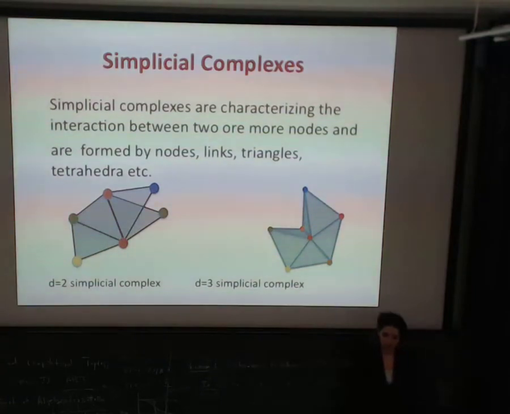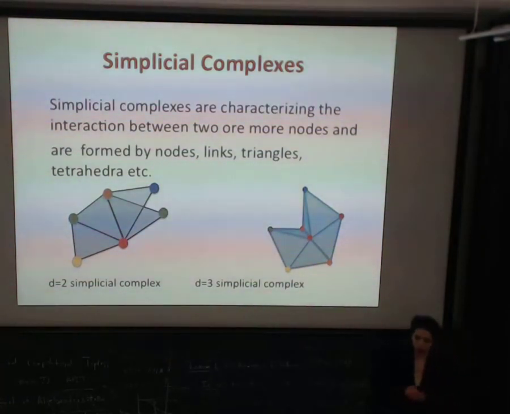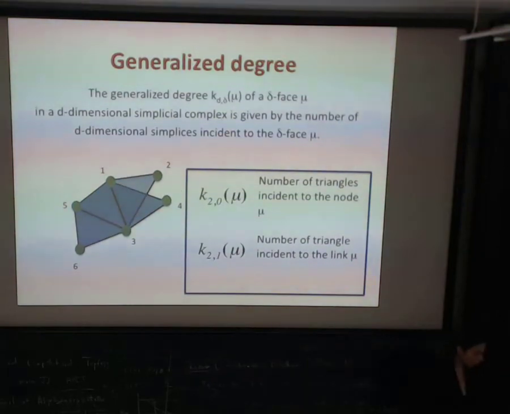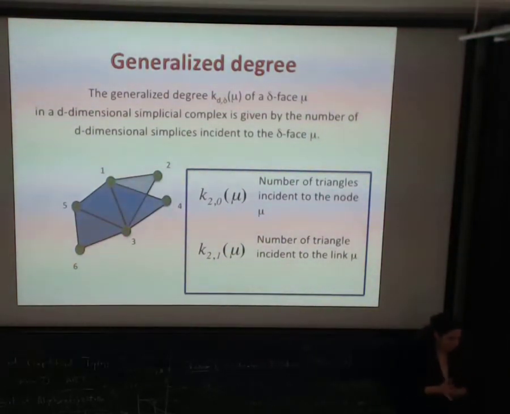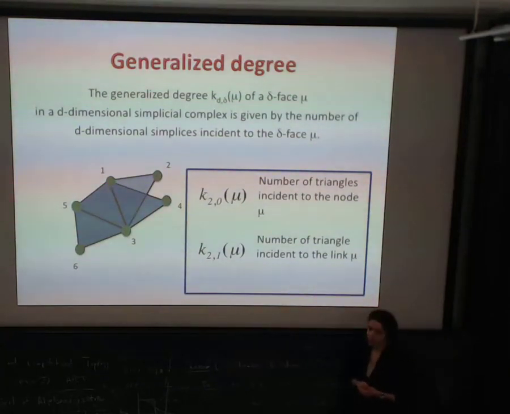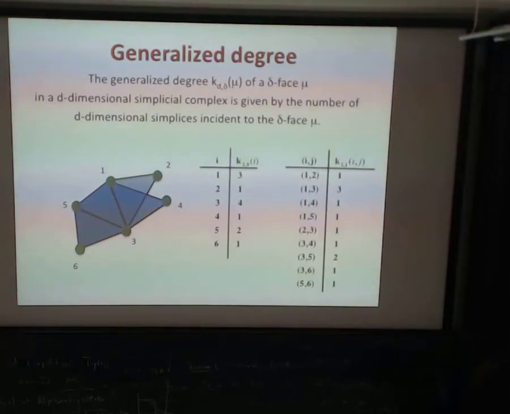So let's go back to simplicial complexes and see how these insights can help us understand how these growing network models behave when we grow by adding triangles and tetrahedra, and we will always consider pure simplicial complexes. We will define a generalized degree of every face of a simplicial complex. We consider a pure simplicial complex of dimension D, and we associate to each face a generalized degree given by the number of D-simplices incident to the face. For instance, here you have links 1 and 3, which are incident to 3 D-simplices, and node 3, which is incident to 4 D-simplices. This is the generalized degree of the node and link.